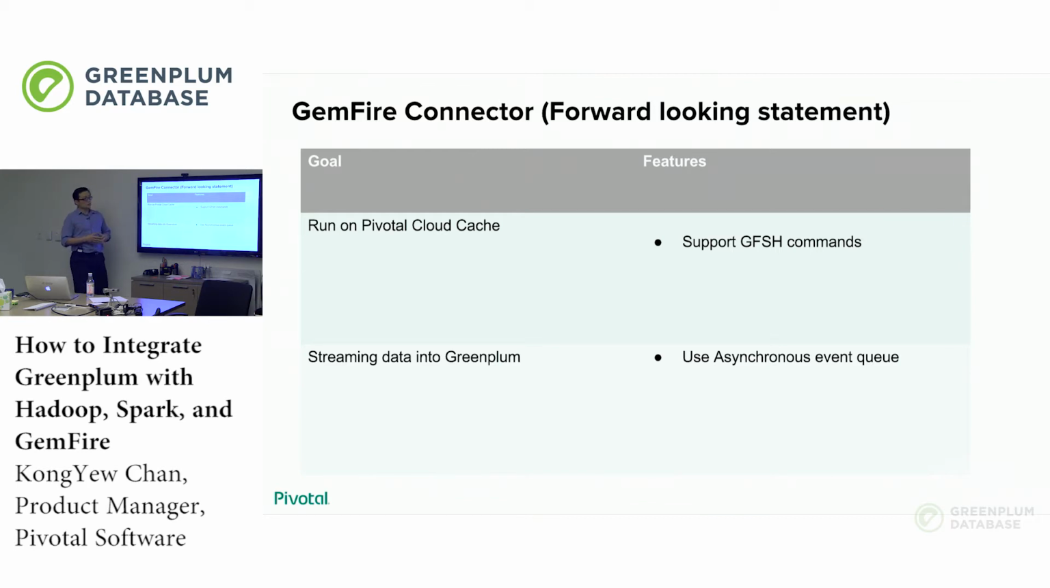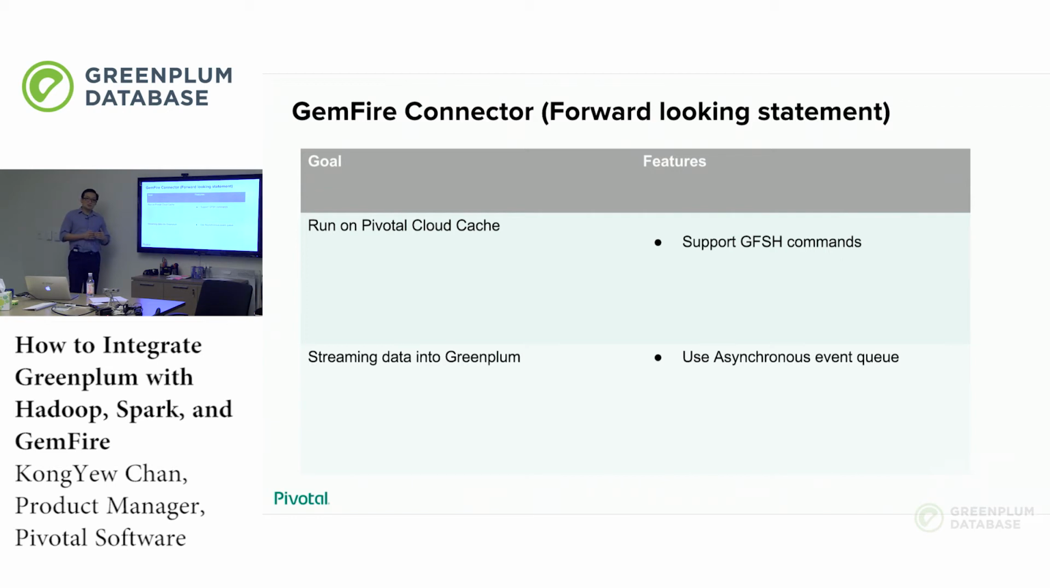And what we want to do is run our connector such that someone could have Greenplum on-premise, but want to use Pivotal Cloud Cache in the cloud. To do that, we want to provide our connector running inside Pivotal Cloud Cache. And we want to support a feature called the gfish command, which is some of the commands that we need to add to our features such that you can configure the table mapping to a GemFire region, which I did not explain, but that is something we can talk about offline.